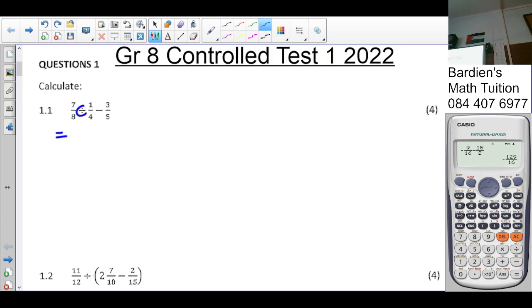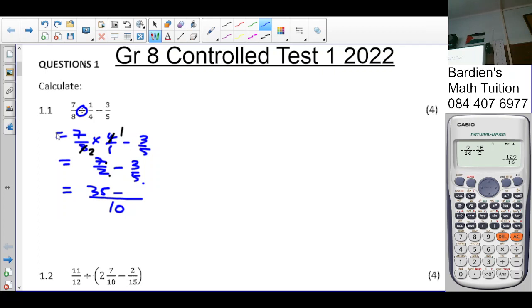So firstly, we're going to change that to multiplication. So 7 over 8 multiplied by 4 over 1 minus 3 over 5. So 8 goes into 4 once, and 4 goes into 8 twice. So 1 times 7 is 7. So 7 over 2 minus 3 over 5. What's the LCM here? 10. So I multiply this by 5, so you're going to get 35. Multiply that by 2, so you're going to get 6. So 35 minus 6 is 29. So it's 29 over 10, or 2 and 9 over 10.